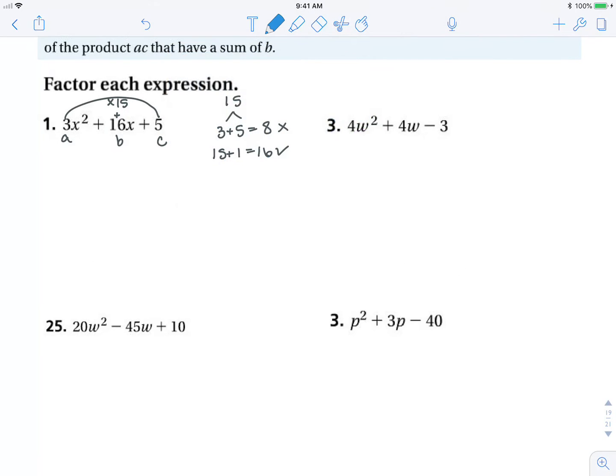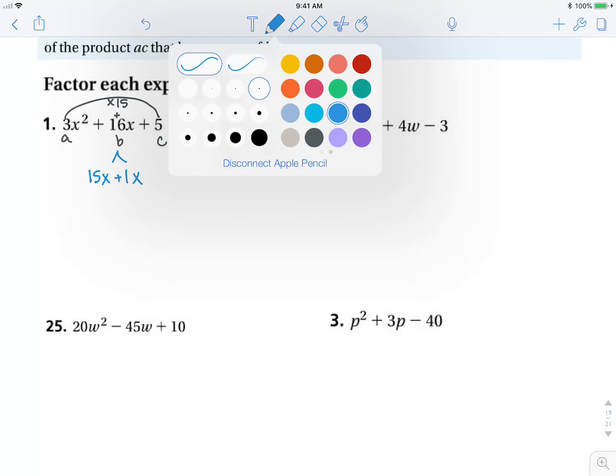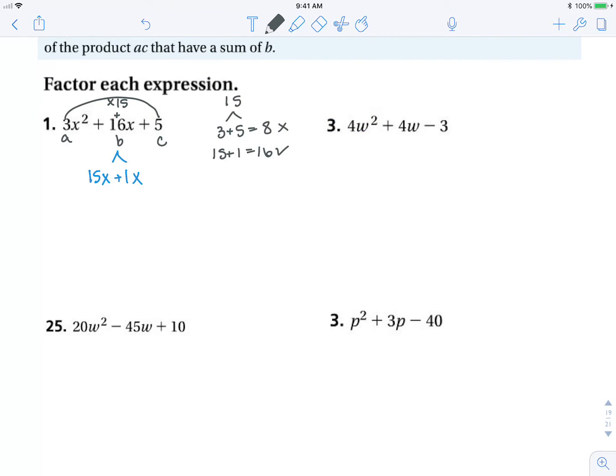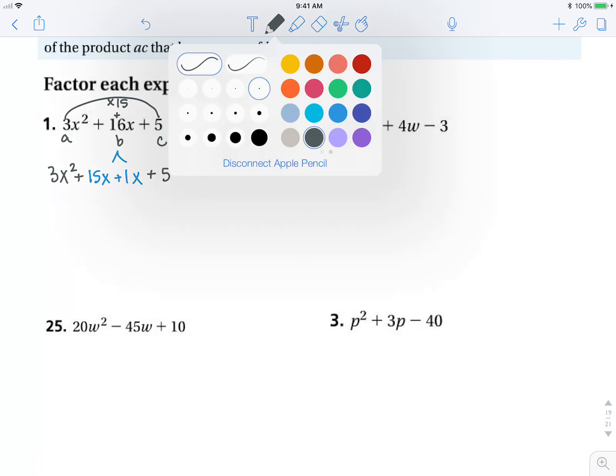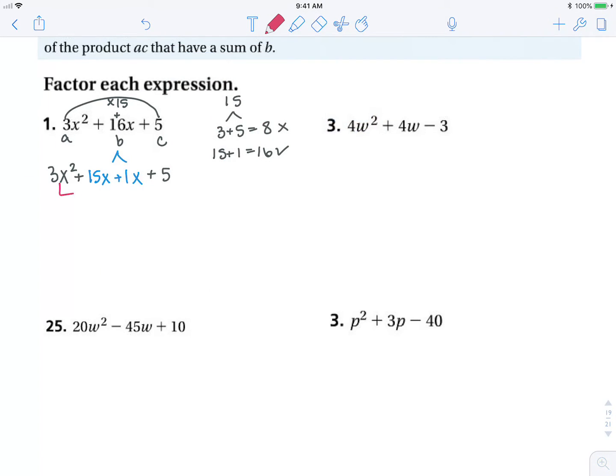So that means we can split this middle term up to be 15x plus 1x, because that's still 16x, and then we bring down our first and last terms. Now that we have uncombined like terms, we have four terms, which we can now factor by grouping.